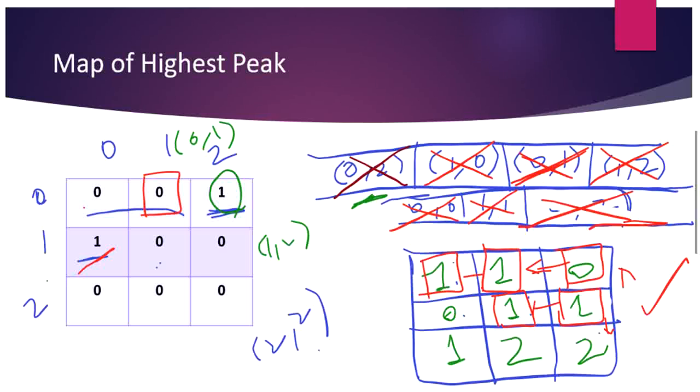So let's see how we're going to code it. Before going to code, it is actually going to work in big O of m into n, where m and n are the number of columns and rows in a given input matrix. So let's see the code.